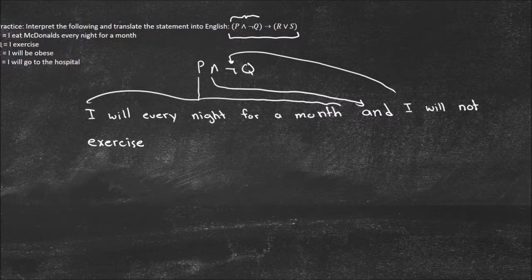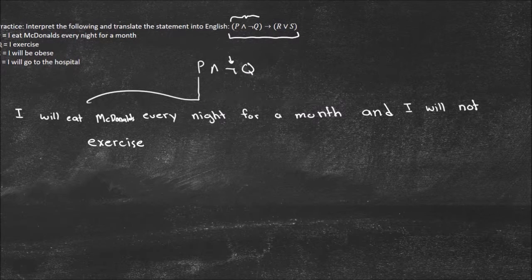So P and not Q, it means I will eat McDonald's every night for a month. And I will not exercise. Okay, so now that's what the P and not Q part means. Now we're going to this next part. But before we do that, we need to obviously include the connective. I'm going to say, I will eat McDonald's every night for a month, and I will not exercise.